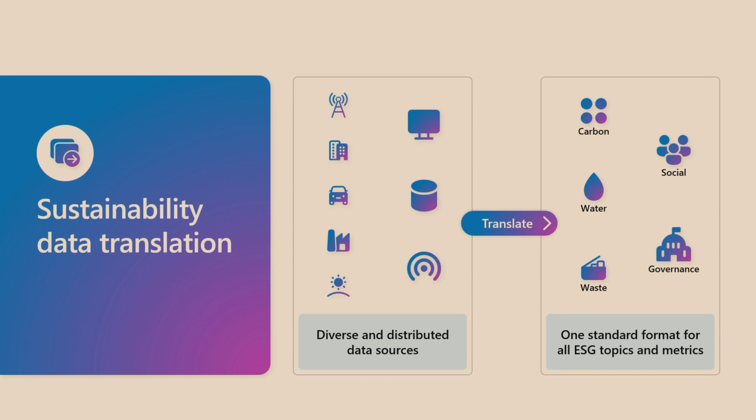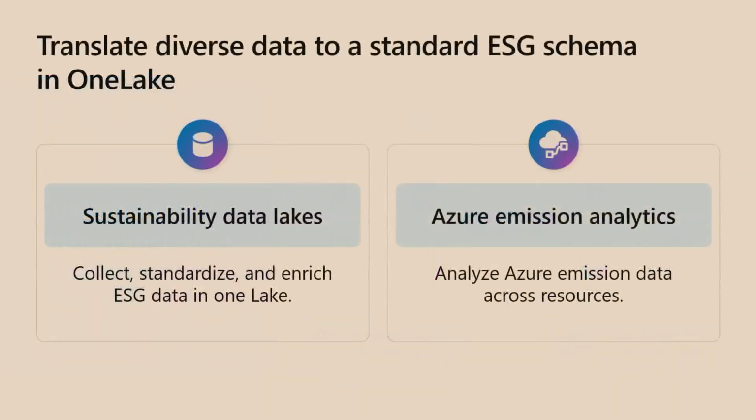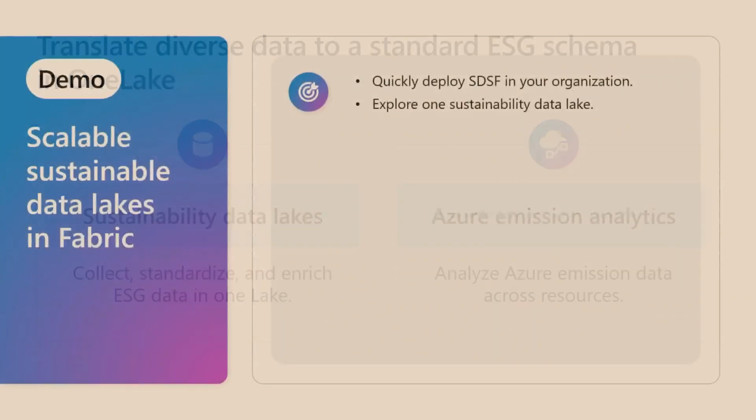So what is data translation? We just spoke about this diverse set of data sources from which we need to bring in different data for us to really meet the need of ESG or sustainability topics. And this requires certain translations, and the translations obviously require certain transformation logics, which we have pre-built into some of our offerings, and customers can also leverage some of the dataflow kind of technology in Fabric to go build their own translation logic as well. We also offer the sustainable data lakes, which have a transformation logic for customers to quickly get a view of ESG data as well as the Azure emissions data.